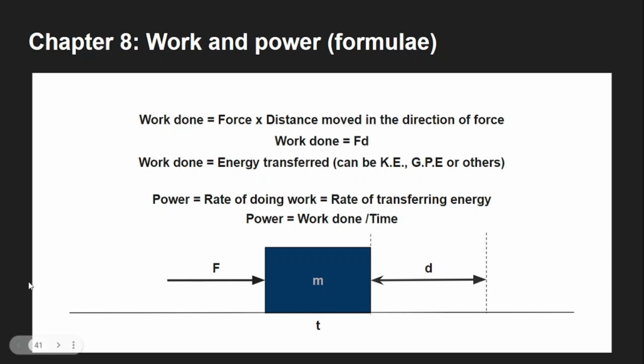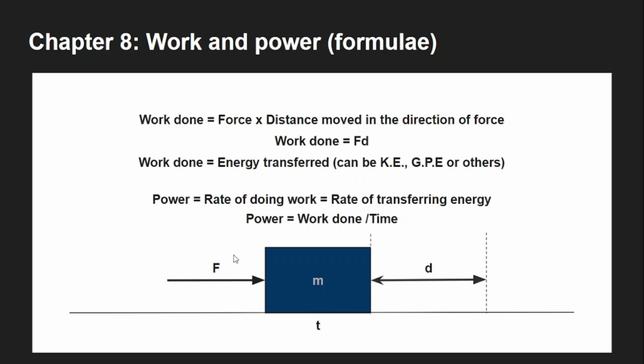So the way I'd like to think about it visually is here we have an object which has a mass of m. It has a force F acting on it. The force acts over a period of time t, and during that time, when the force acts on it, the object moves a distance d, as shown within these two dotted lines. Because the force is acting on the object in this direction, and it's moving a distance in this direction as well, the distance is moved in the direction of the force. Therefore, the work done is simply going to be the product of the force and the distance, or F multiplied by d.